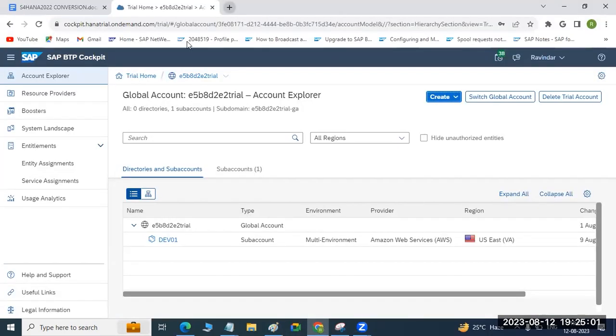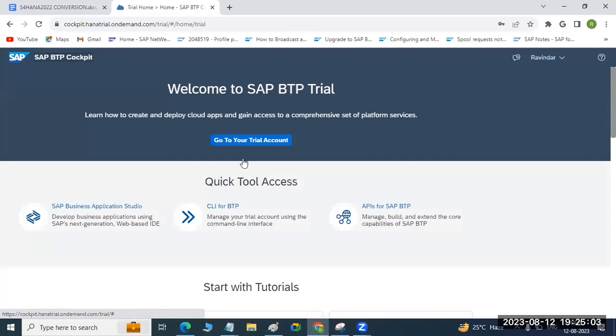Here SAP is providing the BTP cockpit to the customers. So this is our BTP cockpit. The BTP cockpit is a web-based URL. It is the central point of access to all your business services and everything.